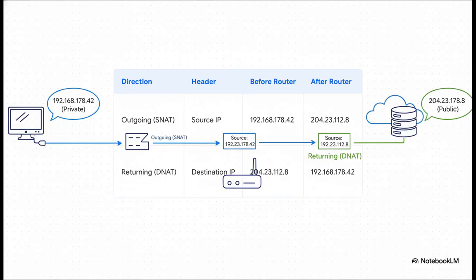So here's how that works. When a packet leaves your computer, it has its private, internal IP address. Your router uses SourceNAT, or SNAT, to rewrite that source IP and replace it with its own public address before sending it out. Then, when the reply comes back from the internet, the router looks at its notes, performs destination NAT, or DNAT, and rewrites the destination IP back to your computer's private address. That's how the packet finds its way home.